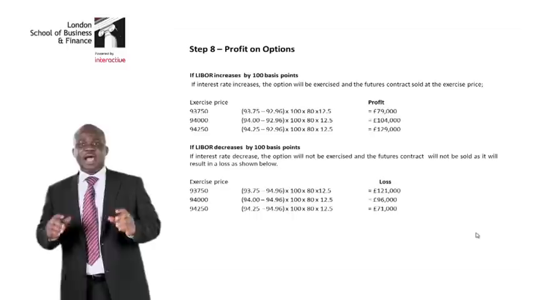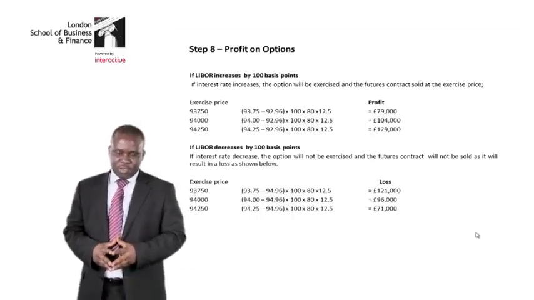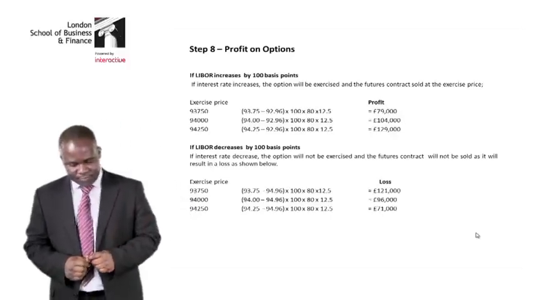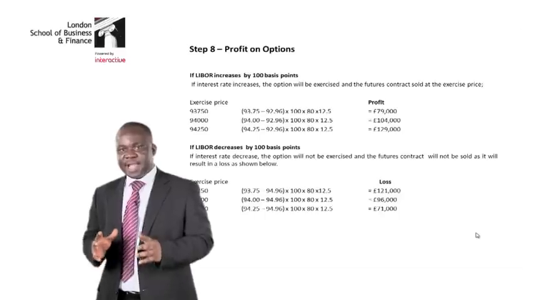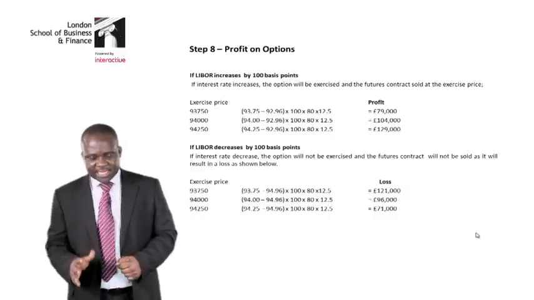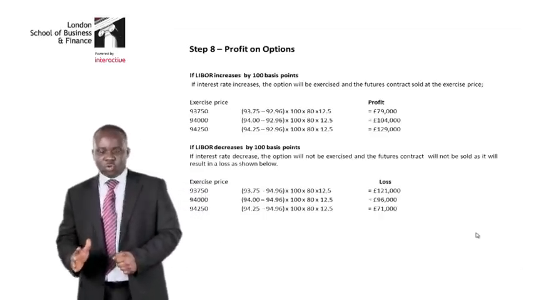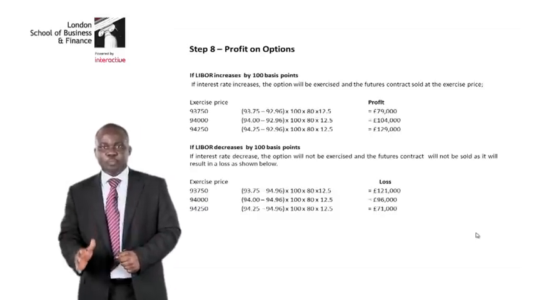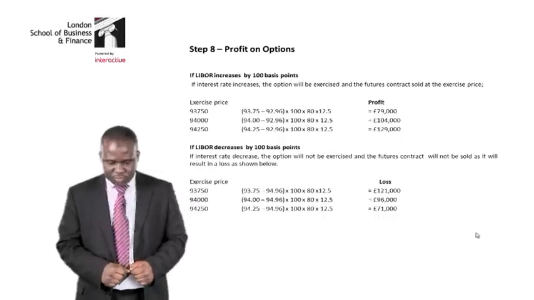If LIBOR decreases by 100 basis points, you have to be very careful here, because the option will only be exercised if it is giving you a profit. If you look at these figures, if LIBOR decreases by 100, the closing future price becomes 94.96, and that is more than all the exercise prices, so all of them will result in a loss. And once they are a loss, the options are not meant to be exercised.